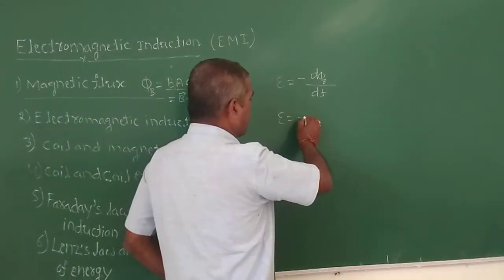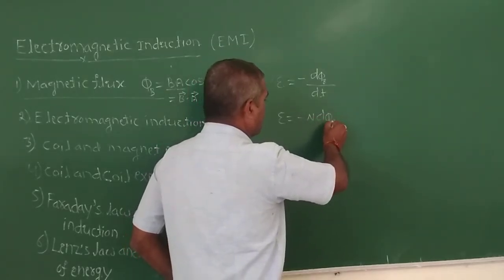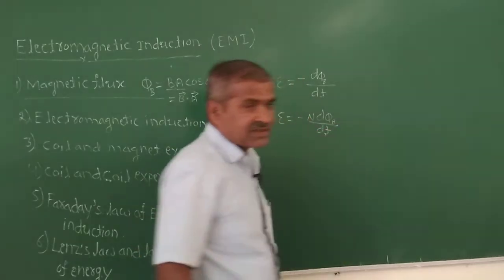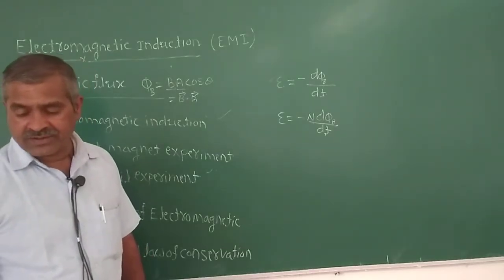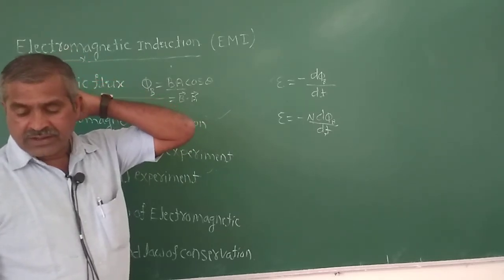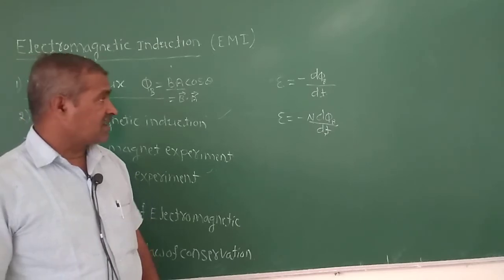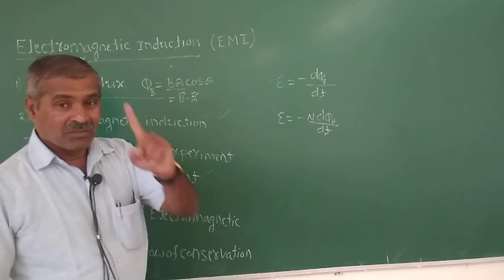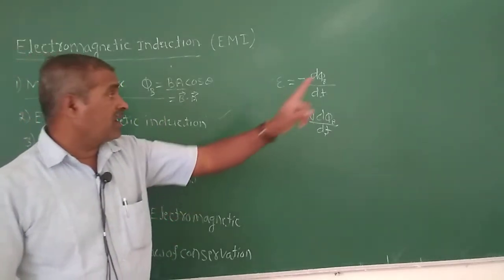The induced EMF is equal to minus N dφ by dt. This N represents the number of turns, that is, the number of turns the coil contains. If there is no N, it means the number of turns is only one.